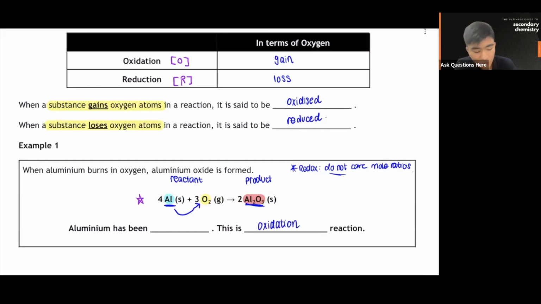Okay, so the species that have gotten the oxygen, we will call it to be oxidized. So this is the first criteria, which is using oxygen to help us deduce what is getting oxidized and what is getting reduced.